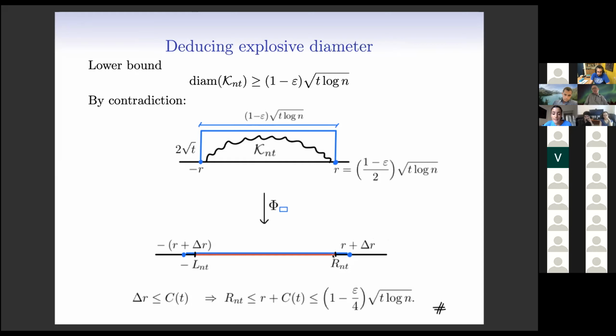And so this tells us that R is bounded by, well, 1 minus epsilon divided by 2 times square root of t log n plus a constant. But R is smaller than square root of t log n. You add a constant of order 1, it stays smaller than square root of t log n. So that's a contradiction. In other words, the probability of seeing this picture is the probability that R is much smaller than what it should be. So this probability is very small.